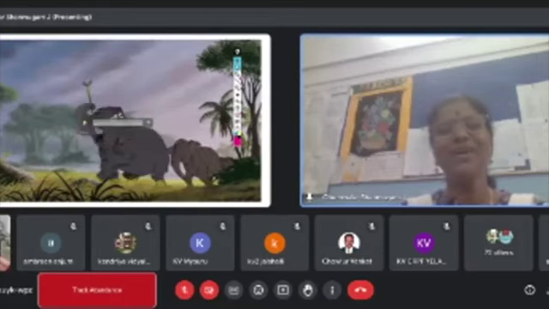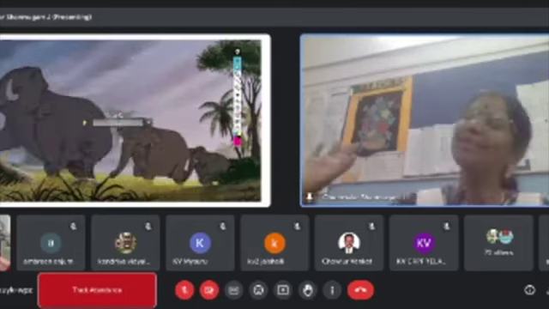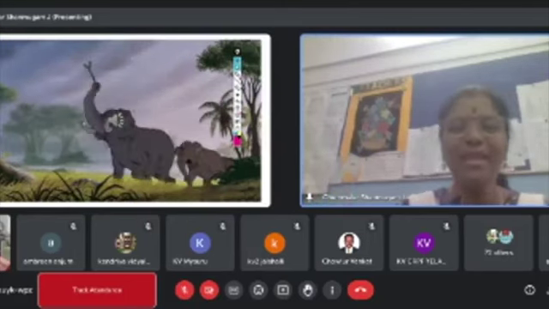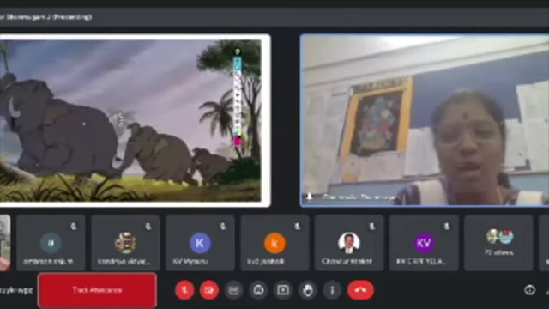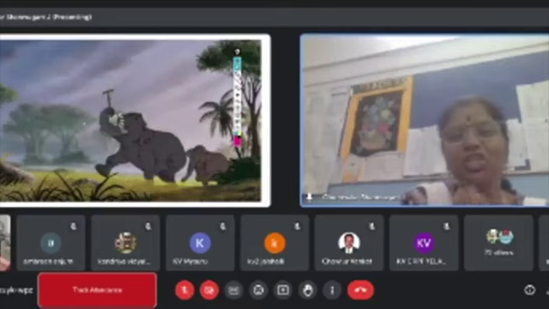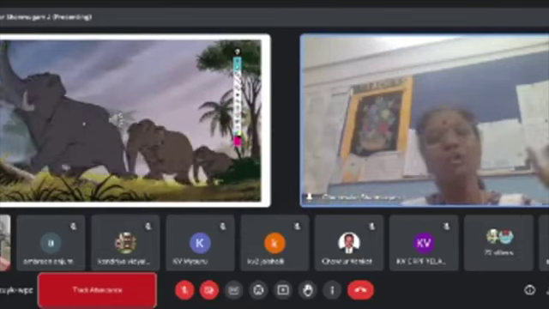Okay, so these were the elephants. They were jolly elephants. They were all happy. You can see how they're smiling, like how you are smiling looking at my lesson now. Like that, they were also happy and jolly, roaming in the forest.